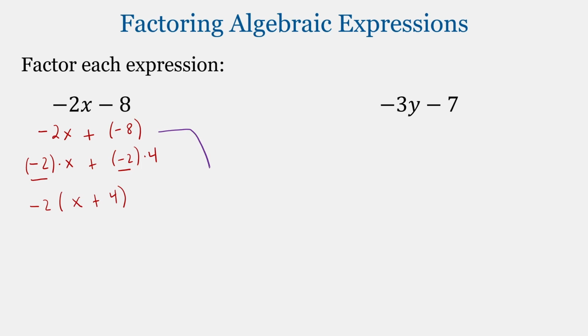Now another way of factoring this is we can factor out the negative 1 times 2 times x plus negative 1 times 2 times 4. And this time, both terms have a negative 1 and a 2 in common. So we factor out the negative 1 and 2. That leaves us with x plus 4. And then we multiply 2 times negative 1. That's negative 2 times x plus 4.